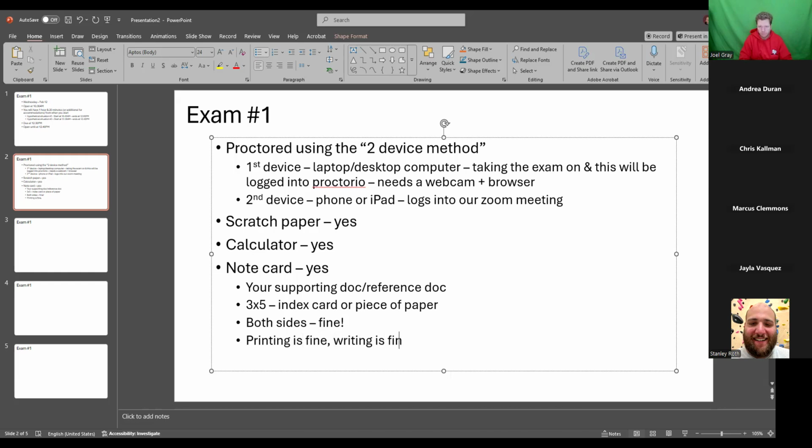Writing, it's fine. There's kind of no limitations. So that's the note card.